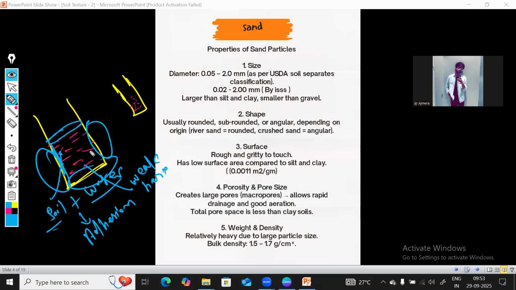So we are here. There is a force between the pore and the bottom. The adhesion is weak just because the size of the pore is larger. The effect of gravity will be more, so the water will flow very easily downward.